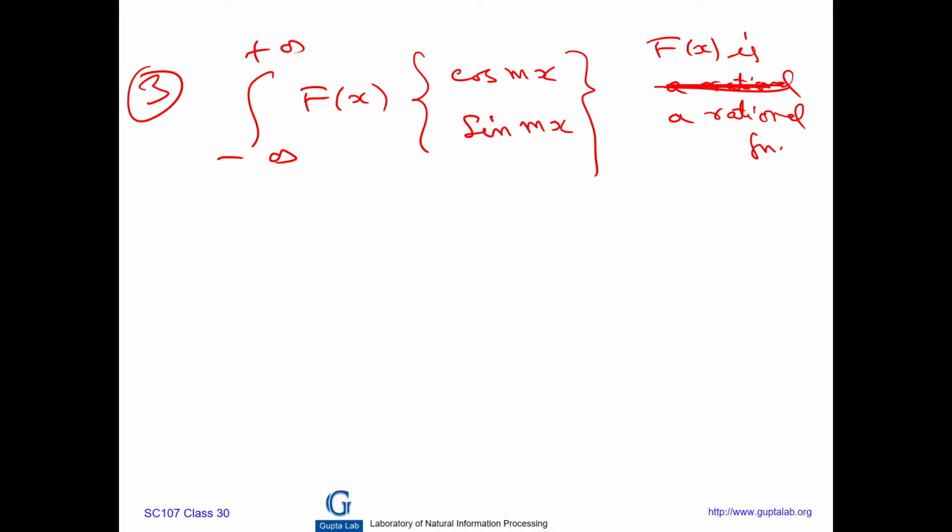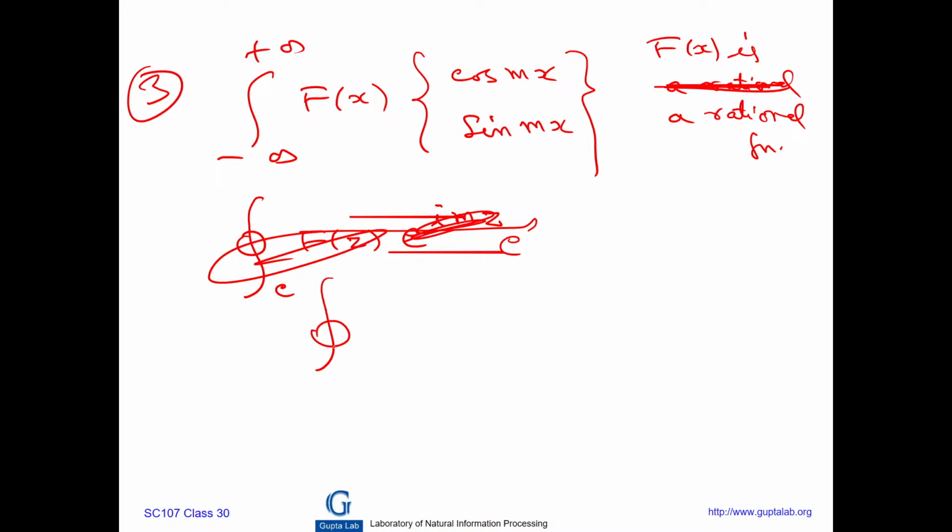Then we need to consider the integration along C of f(z) e^(imz) dz. Why? Because now if I take y equal to 0 in this expression, I am going to get something like that, and here again C is that semicircular contour. Let me explain what that is.